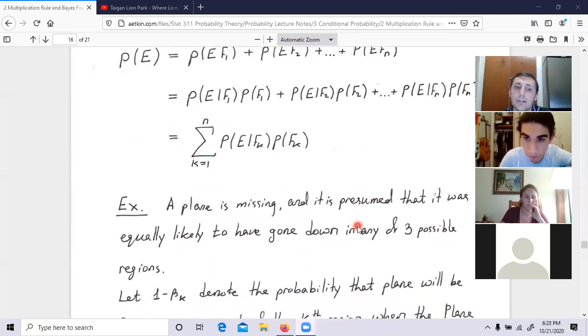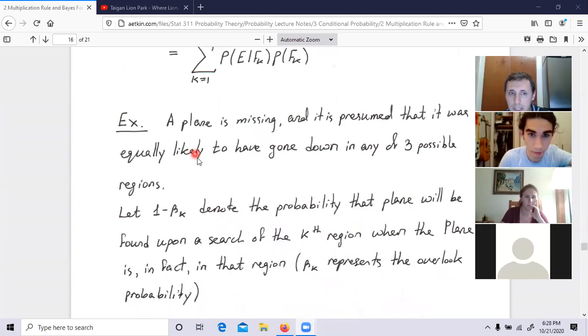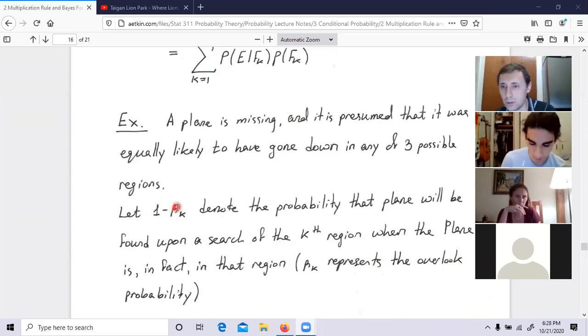Here is hopefully a simple enough example. It's a bit abstract in symbols, but let me try to explain. Suppose that you know that a plane has crashed in one of 3 possible regions: region 1, region 2, region 3. You don't know which one, but it must be one of those 3. Now the probability of not finding the plane, if you look in region K, is 1 minus BK. This is actually not so easy to determine. I guess you hide the plane many times and you make the people search for it, and see how often they find it. But somehow let's imagine that we have an estimate of this number.